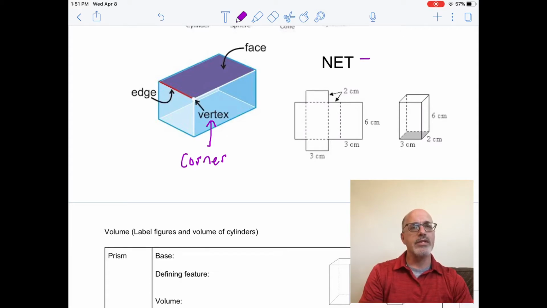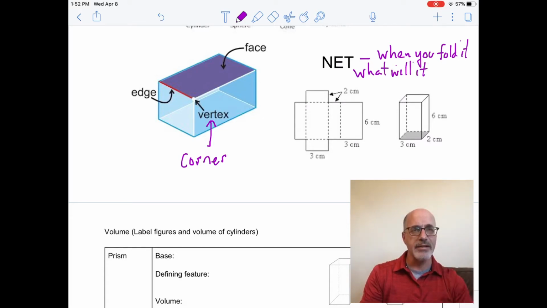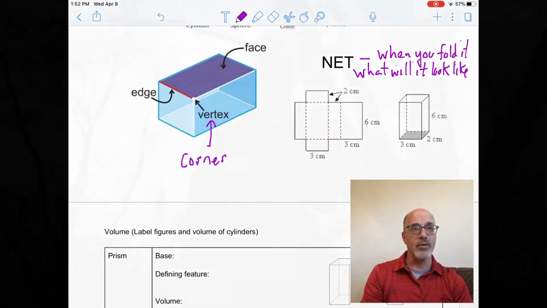What we want to do is take a look at what would happen if we took that three-dimensional figure and had it in a flat form. If you take the flat form, we call it a net. And when you fold it, what would it look like? That's what nets are. They're three-dimensional figures folded flat, and then we want to talk about what they would look like when we actually fold them together. A net is just a flattened version of a three-dimensional figure.